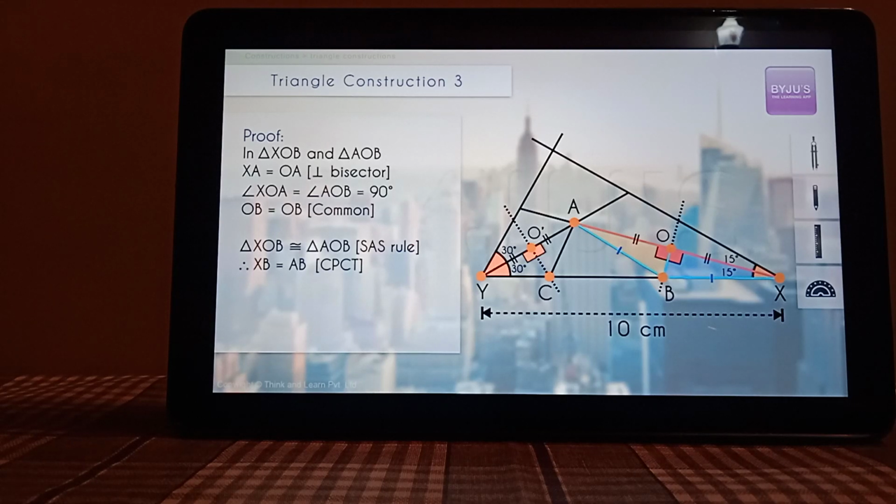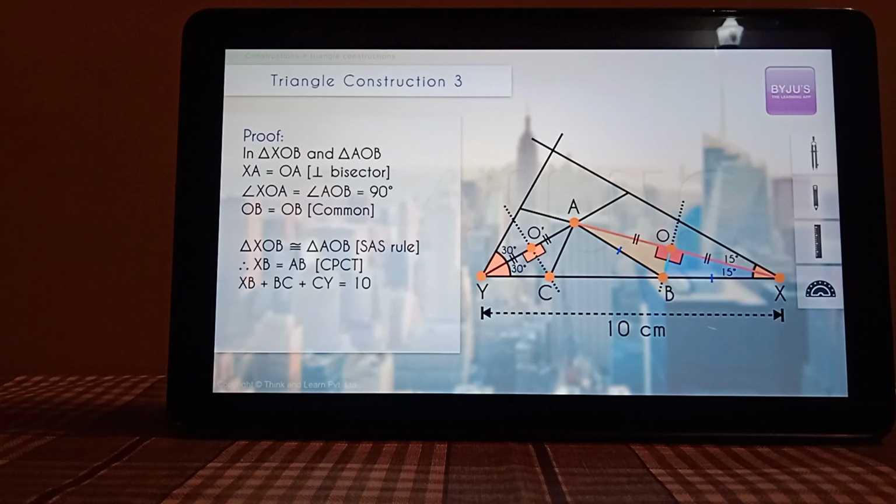XB will be equal to AB, right? So we started with this being 10 centimeters. That means we had XB plus BC plus CY, right? XB plus BC plus CY equal to 10. Now XB is equal to AB because these two triangles are congruent.